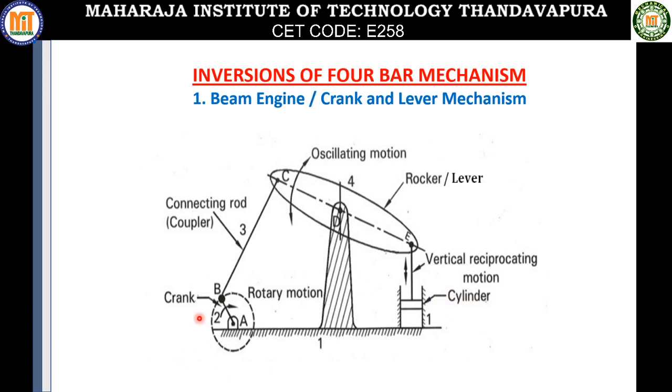Whenever the crank AB rotates about the fixed point A, as you can observe here, the lever CDE also oscillates, because they are connected by a connecting rod or a coupler. So at the other end of the rocker or the lever, the E is also reciprocating. That is connected to a piston of the cylinder. Then the rotary motion is completely converted into reciprocating motion. This kind of beam engine or crank lever mechanism is used in oil wells to extract oil from the underground. That is the application of this crank and lever mechanism.